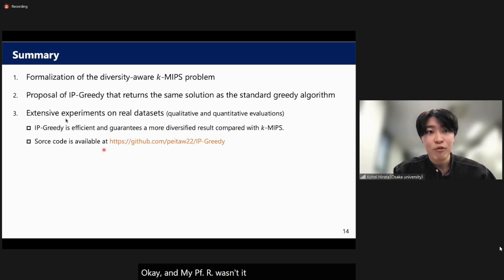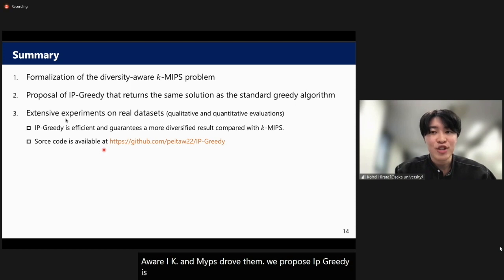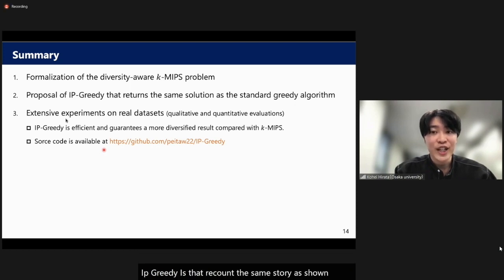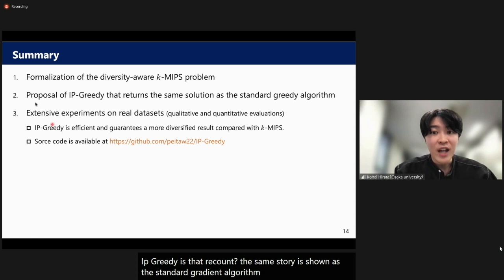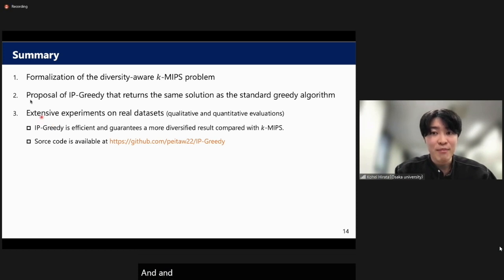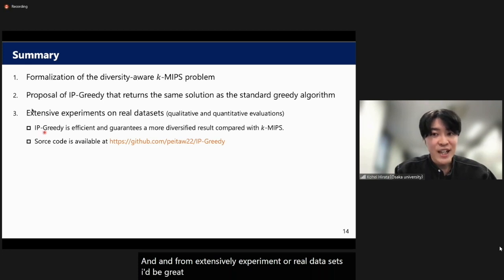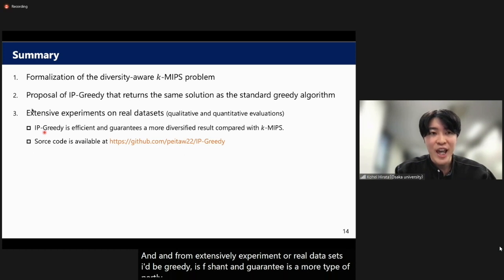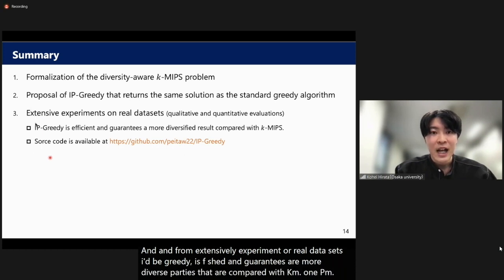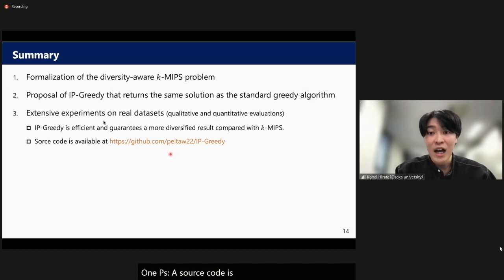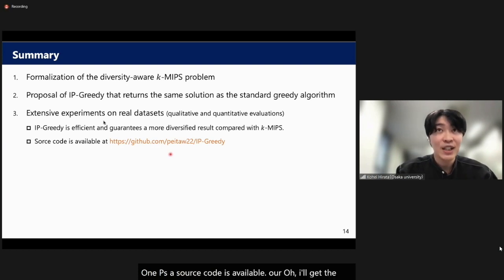To summarize, we formalize the diversity-aware K-MIPS problem. We propose IP-greedy that returns the same solution as the standard greedy algorithm, and from extensive experiments on real datasets, IP-greedy is efficient and guarantees a more diversified result compared with K-MIPS. Source code is available on our GitHub page. Thank you for listening.